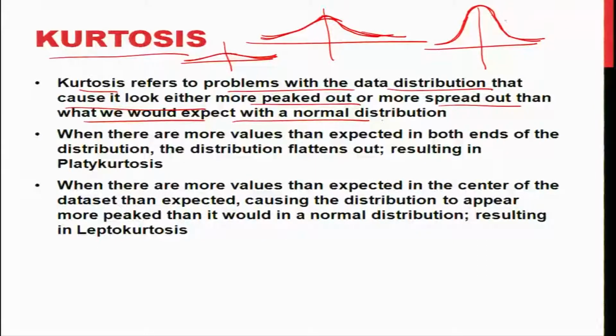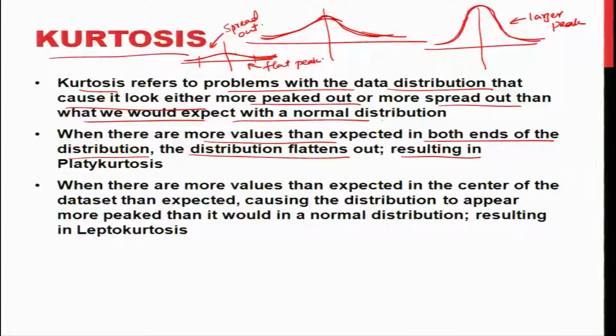So, this can be a larger peak, and this is a flat peak. This is where it is more spread out, and this is where it is more peaked. When there are more values than expected at both ends of the distribution, it will flatten out. This results in a scenario called kurtosis, where the distribution becomes flat, or platykurtosis.